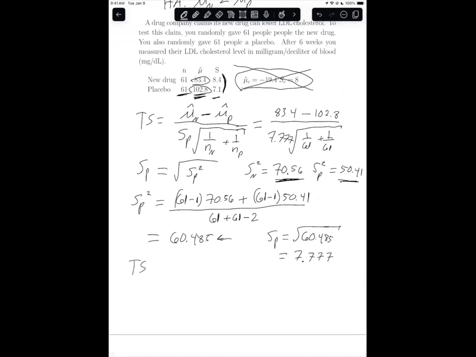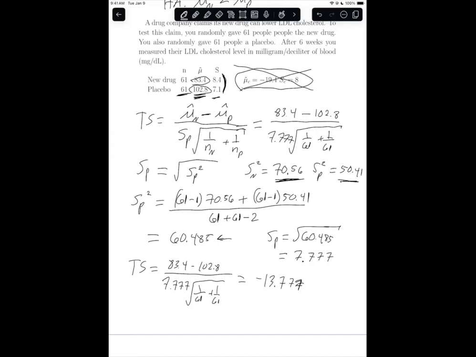So let's just write that one more time. 83.4 minus 102.8. 83.4 is the mean for the new drug group. The 102.8 is the mean cholesterol for the group on the placebo. This 7.777 is the pooled standard deviation, times the square root of 1 over 61 plus 1 over 61. And all of that equals a negative 13.777. Now, that 777 at the end is just a coincidence. It usually will not match the pooled standard deviation.